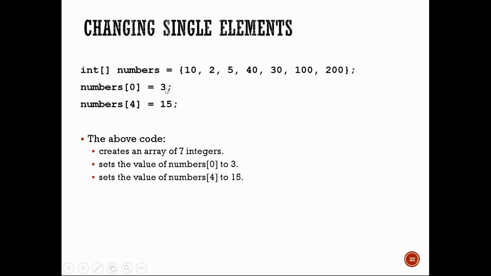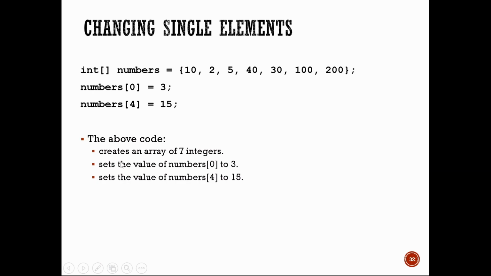So numbers[0] refers to 10, and you are going to replace the value 10 with 3 by this line of command, numbers[0]. 0 is this location, so you replace it with 3. Numbers[4], so that's location number 4: 0, 1, 2, 3, 4. That's 30, and 30 will be replaced with 15. So at location 4, you're going to replace it with 15.